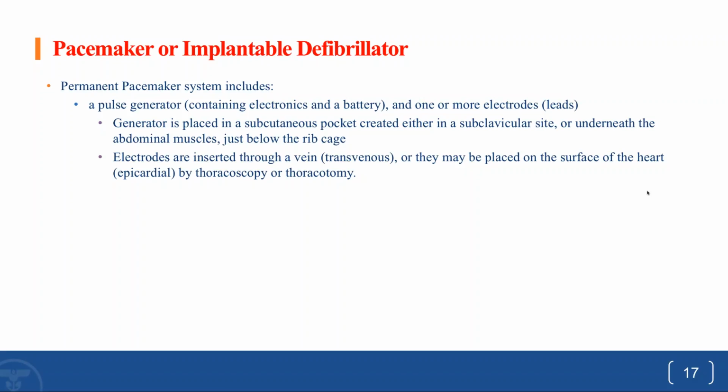Okay. And where do we put our leads? The leads are the electrodes, and those are placed through a vein. Or they say it may be placed on the surface of the heart, epicardial. And this is the approach, thoracoscopy, which is across the chest or opening the chest. That's a thoracotomy, opening the thorax. Thorax is located in the center of the chest.